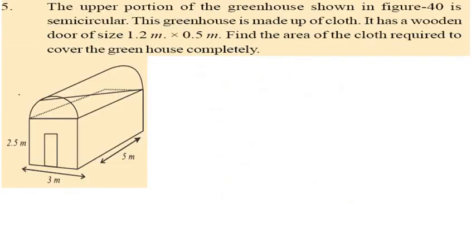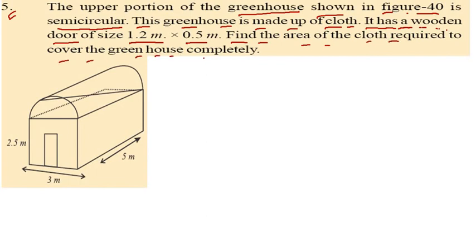Now come to the last question of this one, fifth question. The upper portion of the greenhouse is shown in the figure. It is semicircular. This greenhouse is made up of cloth. It has a wooden door that is the size 1.2 meter into 0.5 meter. Find the area of cloth required to cover the greenhouse completely.